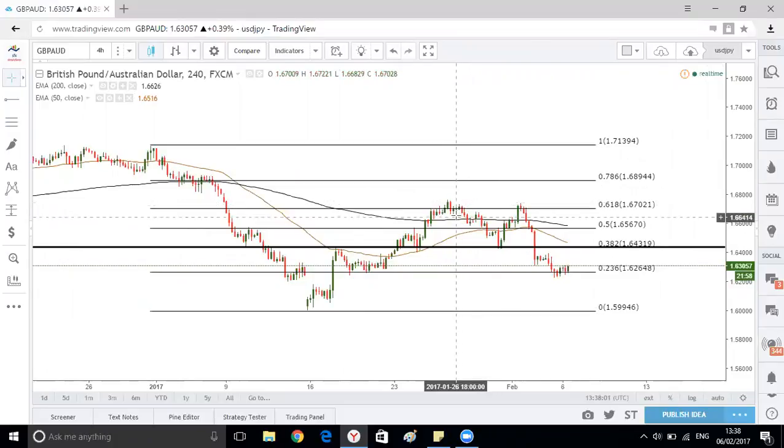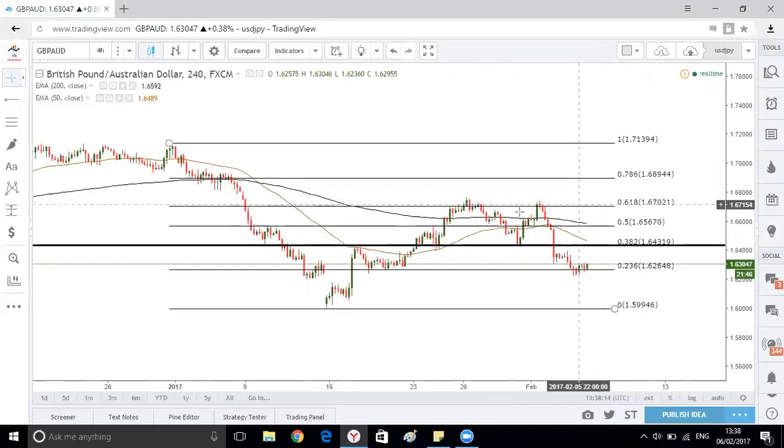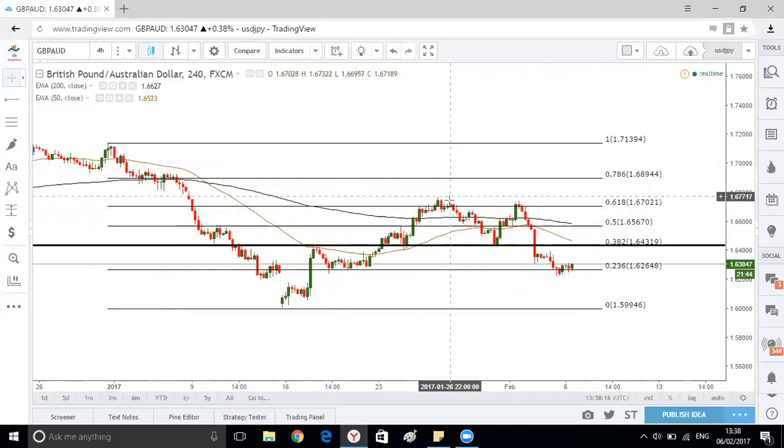And our entry came in for the short at the 6.18 fib. You can see 6.18 fib, 0.50 and 78.6 are the main levels of Fibonacci. But the 6.18 fib is the most important one, and I always use that a lot. And you can see prices made a rejection of the 6.18 fib at this level, came down, and retested this level.